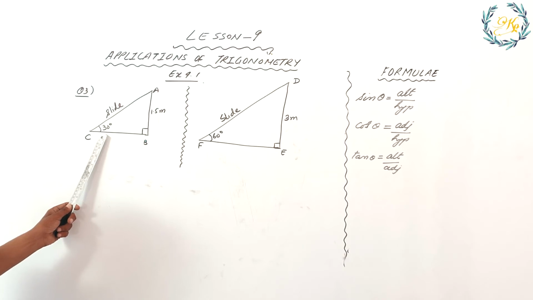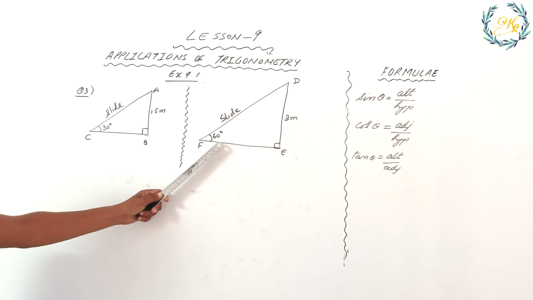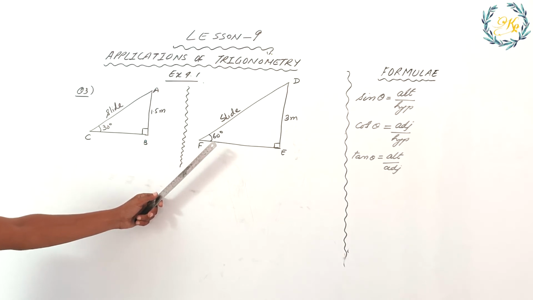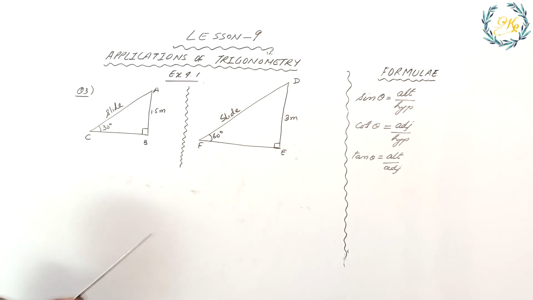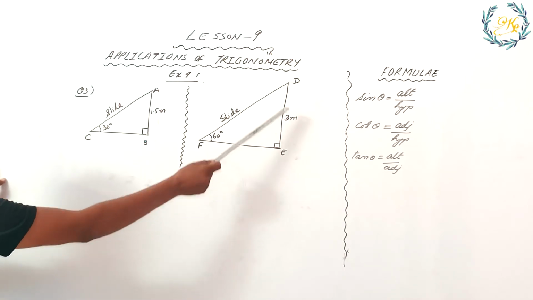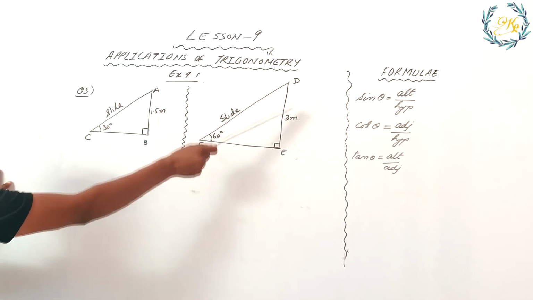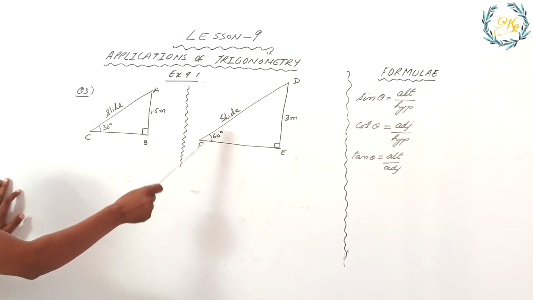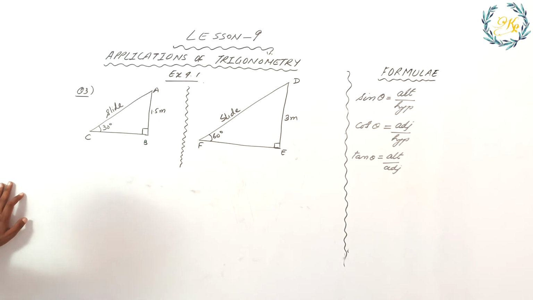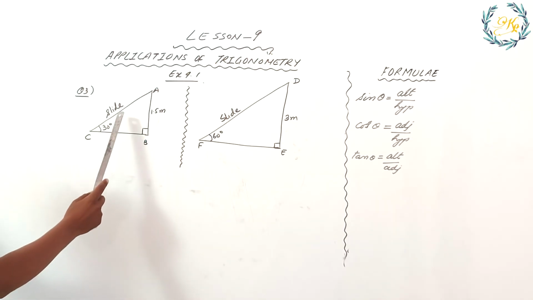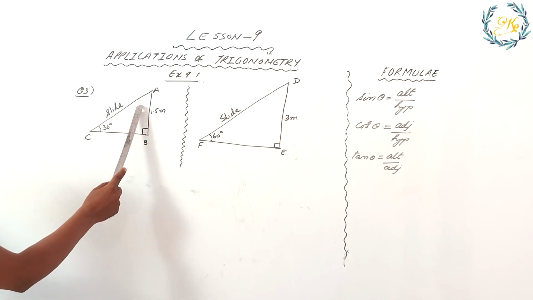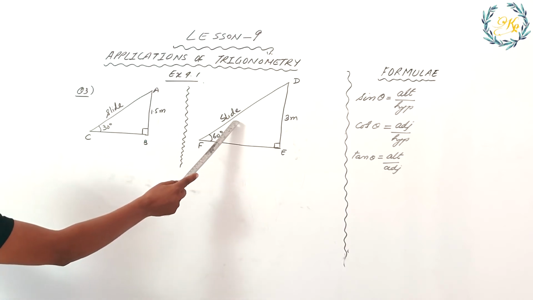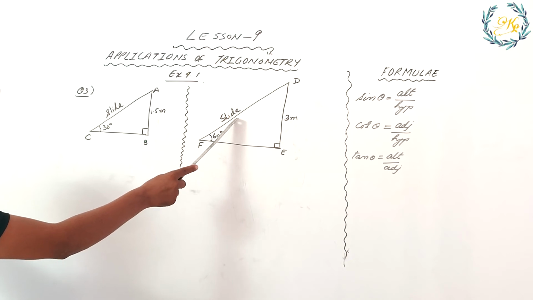And the second one is for the elder children. She wants a steep slide whose top is at a height of 3 meters from the ground, and the angle of elevation made by the slide with the ground is 60 degrees. Now what are we supposed to do? What should be the length of the slide in each case? We are asked to find the length of the slide for the younger children and the length of the slide for the elder children.